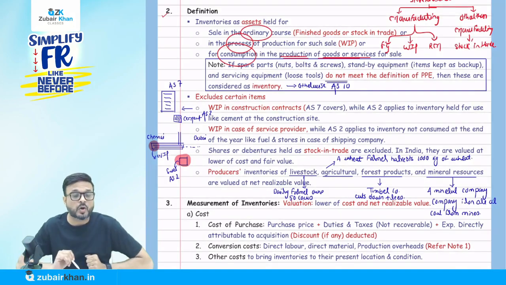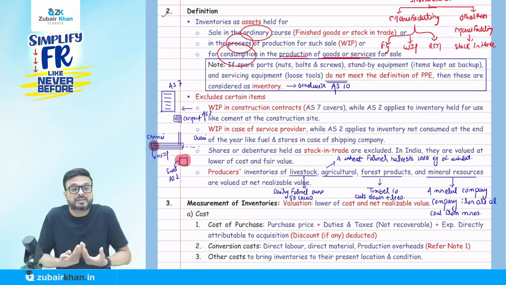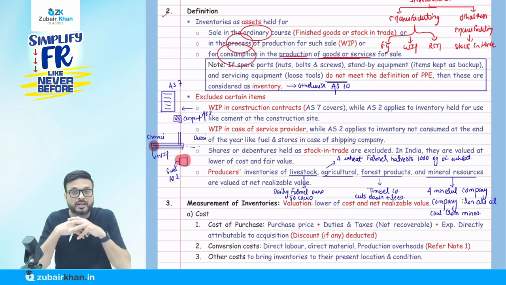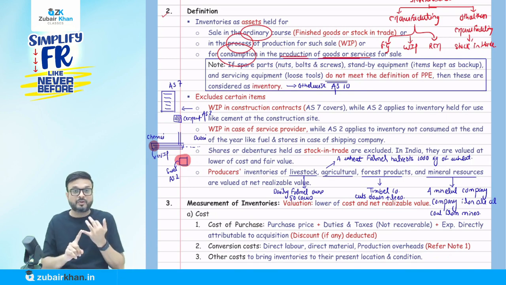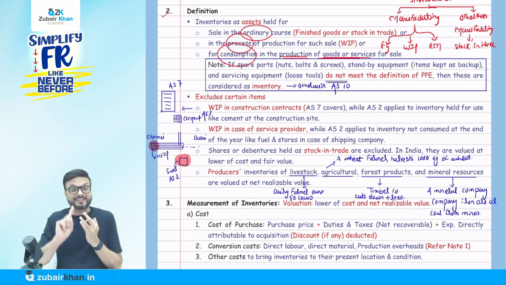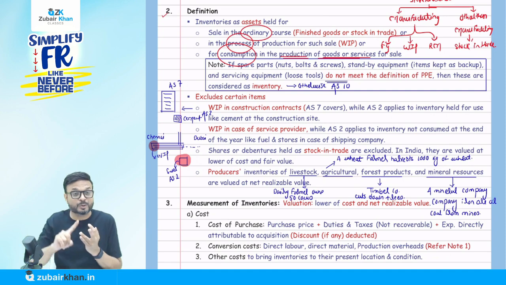What does stock in trade mean? It means that I am dealing in the business of purchasing and selling of shares or debentures. So Accounting Standard 2 says, don't come here. The inventory, don't come here. So where do they go? Now they go to AS13. I will cover AS13 as well. Okay, it goes to AS13.